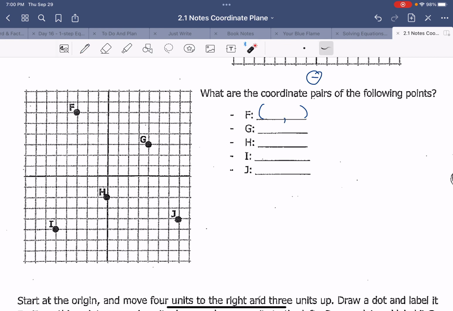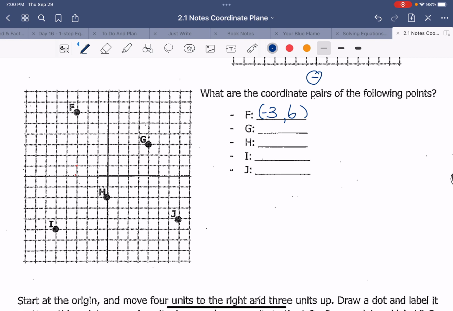When you're trying to figure out where a point is, always start at 0, and then always start with your x direction. So this is -1, 2, 3. Okay, so -3 in my x direction. And now I'm going to go up, 1, 2, 3, positive 1, 2, 3, 4, 5, 6. So -3, positive 6. All right, go ahead and try for G, H, I, and J.